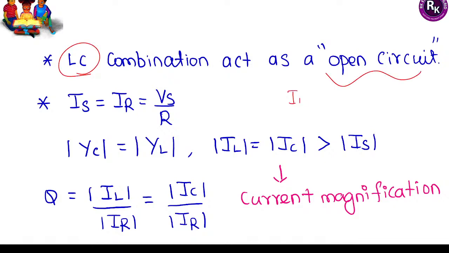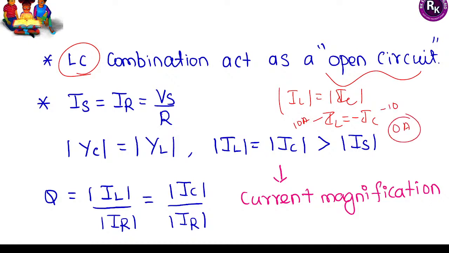Why? Because the IL magnitude and IC magnitude are both equal, but they are opposing each other. If this is plus 10 ampere, then this will be minus 10 ampere. If we add both of these, 10 minus 10 will become 0 ampere. 0 ampere means the LC combination will be acting as an open circuit. But though they are equal to each other, their value is higher than the value of the actual current source. That's why it is called a current amplifier or magnifier circuit, the parallel RLC circuit.